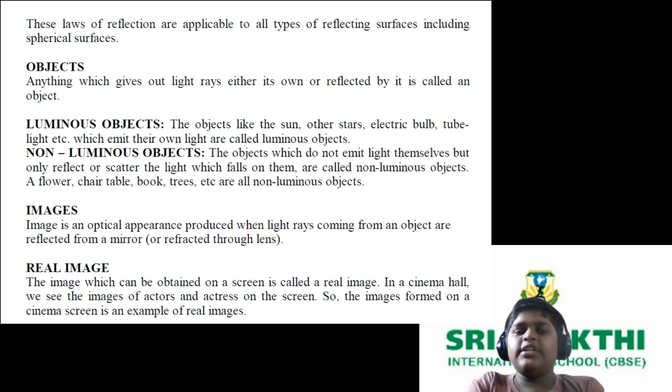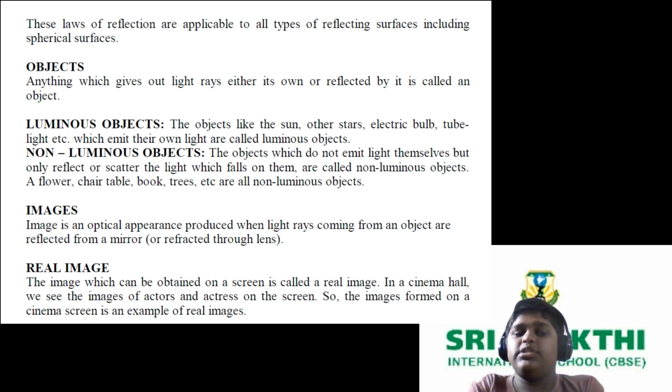Objects. Anything which gives us light rays, either its own or reflected by it, is called an object. Luminous object. The objects like the sun, other stars, electric bulb, tube light, etc., which emit their own light are called luminous objects. And non-luminous objects. The objects which do not emit light themselves but only reflect or scatter the light which falls on them are called non-luminous objects. A flower, a chair, a table, a book, a tree, etc.